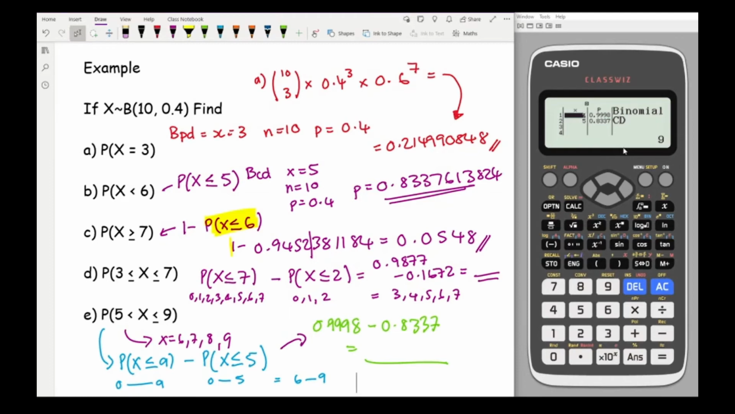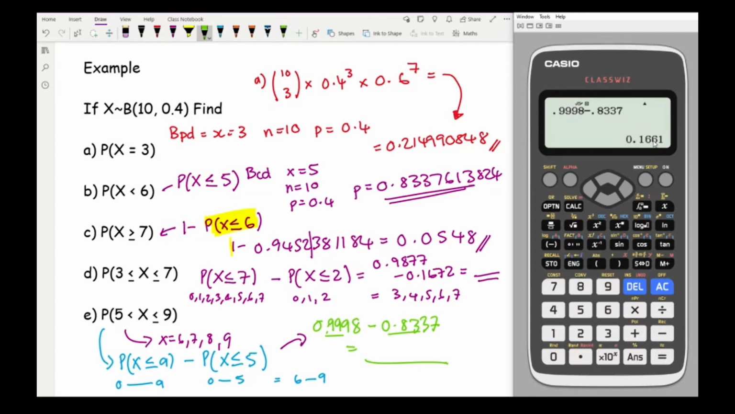So again, it's entirely up to you, but as long as you've written down these two numbers, it's not really difficult for you to go to your menu, press option 1, and you can then work it out. So 0.9998 minus 0.8337 equals, and you've got your answer there to 4 decimal places.